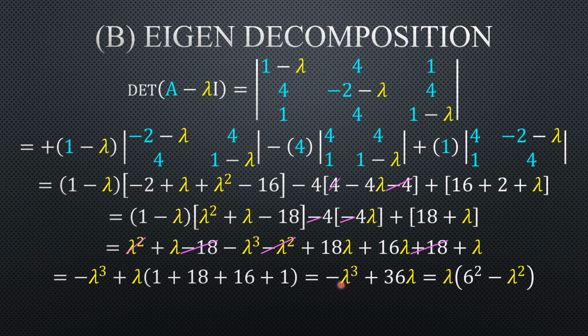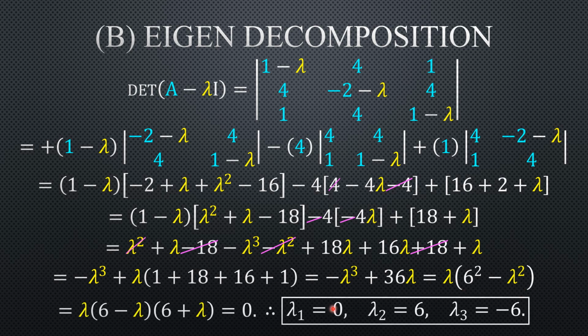Now furthermore, we see that both terms have a lambda in it, factored out. 36 goes to 6 squared, negative sign puts our lambda term there. What we realize here is that this is the difference of squares. So go ahead, factor that out accordingly, and this gives us our roots. Again, it has to all be equal to 0. That being said, our roots here for lambdas give us the eigenvalues, which are 0, 6, and -6.